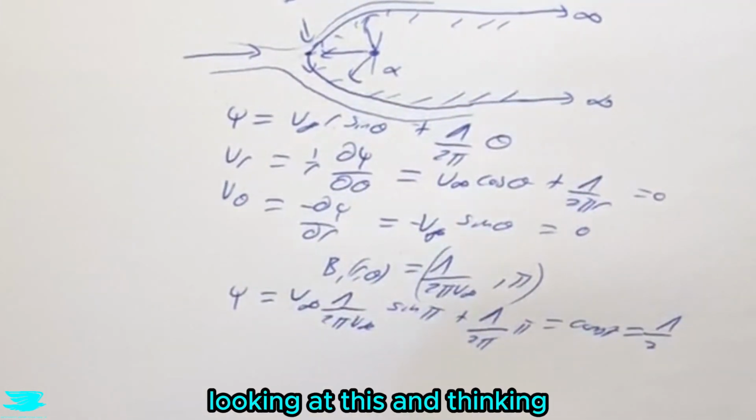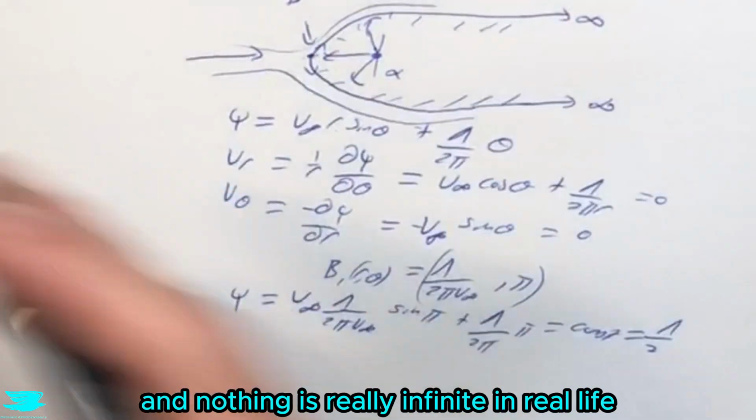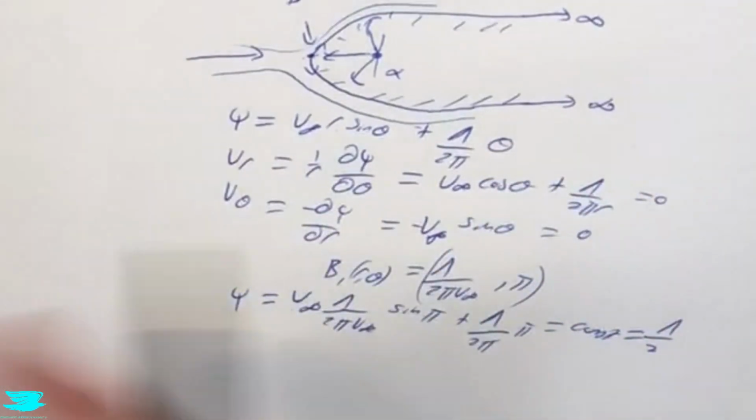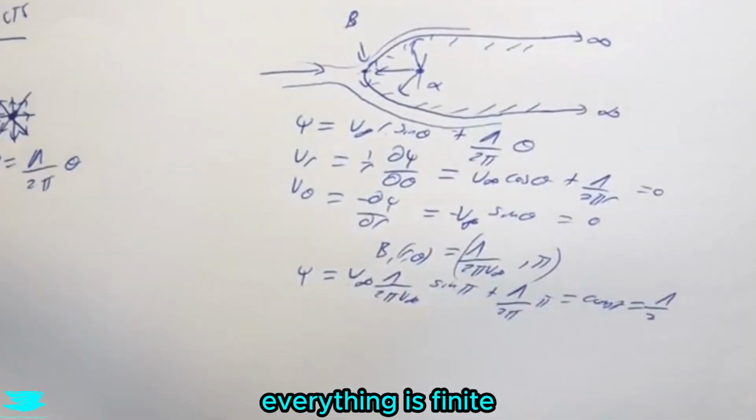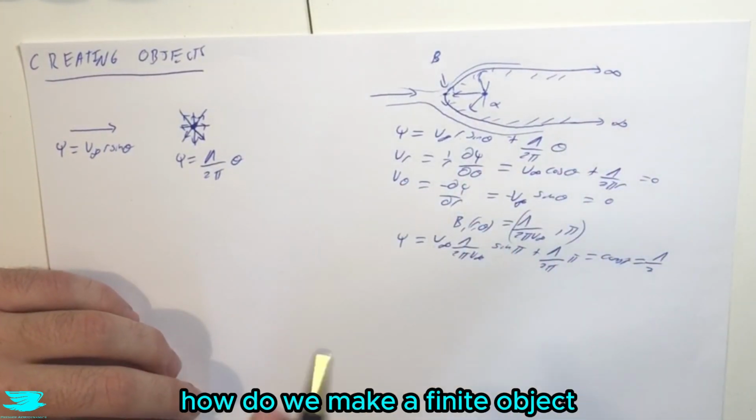So right now, you're probably looking at this and thinking, well, that's great. We do have some kind of object, but again, it extends to infinity, and nothing is really infinite in real life. We have a pen, it's finite. We have my hand, it's finite. The camera that I'm recording this on is finite. Everything is finite, so there's no really infinite object. How do we make a finite object?